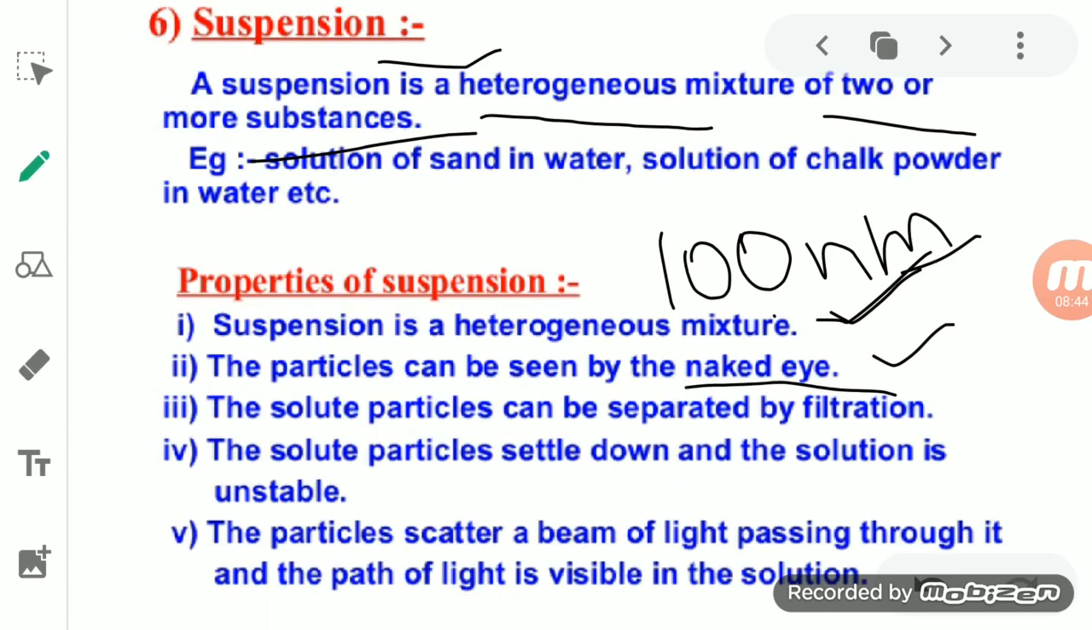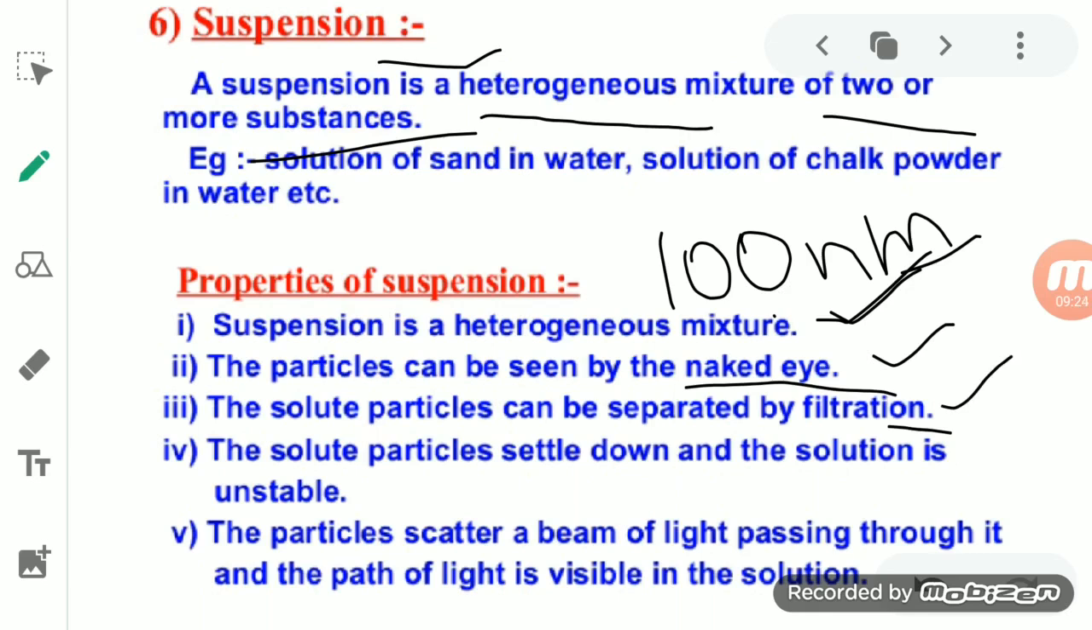The solute particles can be separated by filtration, as the particles are large. If you try to filter that suspension with the help of filter paper, you will find that the suspension can be separated by filtration. It means the clear water will come out as a filtrate, while the chalk powder, or the mud or sand, will remain as a residue on the filter paper.